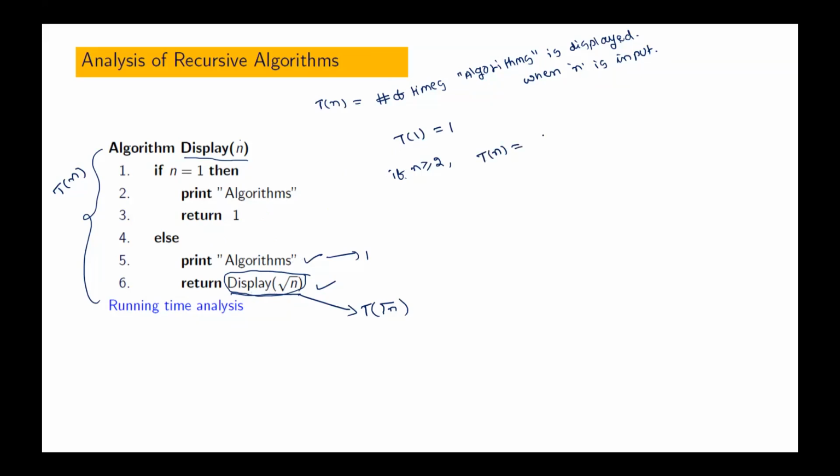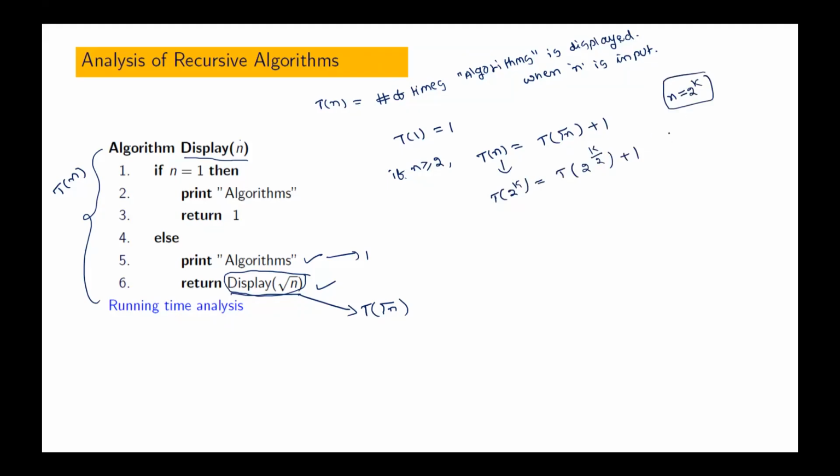T of root n times. So T of n is T of root n plus 1. Can you write like this? Okay. But root n, how to simplify it? So let us take n equal to the form 2 power k. Then what happens? T of 2 power k is T of 2 power k by 2 plus 1. Is that okay?